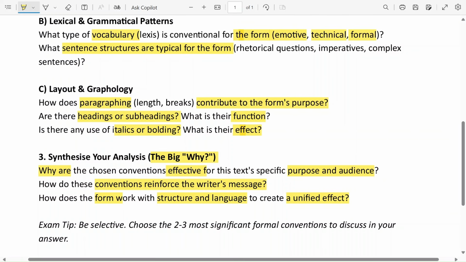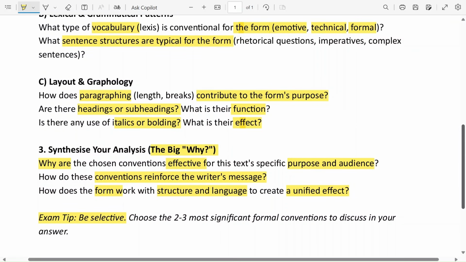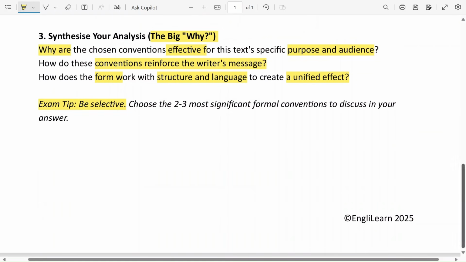Finally, here is a short exam tip. You need to be selective. You can't write about everything. Choose several most significant formal conventions the writer uses and build your analysis around them. Quality over quantity, always. Again, remember that in your exam, you're not going to have a checklist like this and you're not going to need it. You are going to practice so much before the exam that this is going to become your second nature.